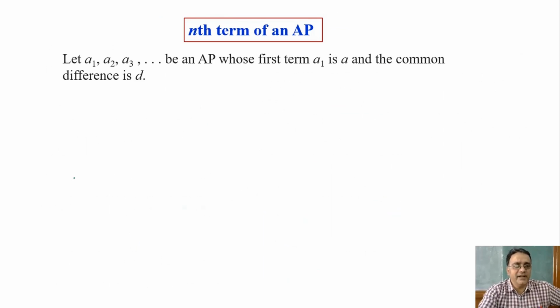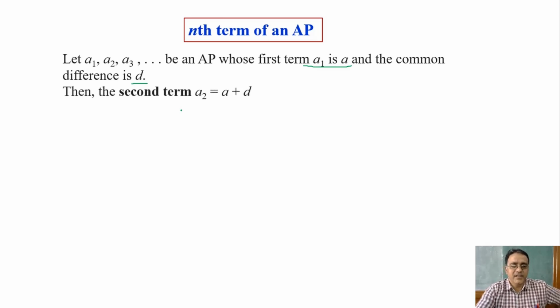So let A1, A2, A3 be an AP whose first term is A1, that is a, and the common difference is d. So how will you find the second term, A2? a plus d, by adding the common difference to its preceding term, that is a. So what is the coefficient of d here? 1. So we can write 1 as 2 minus 1. Now the third term, how will you write? a plus 2d. How do we get the third term? Add d to the second term.